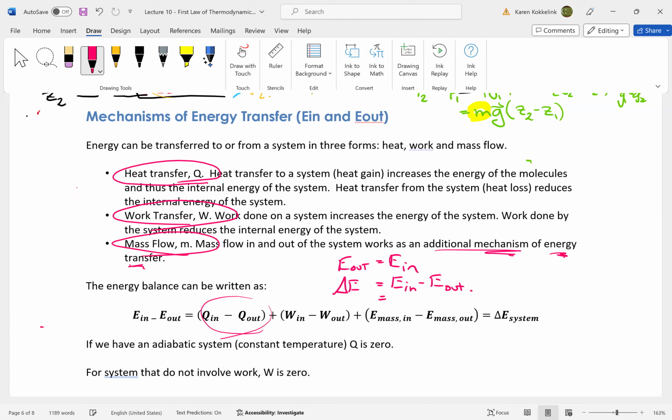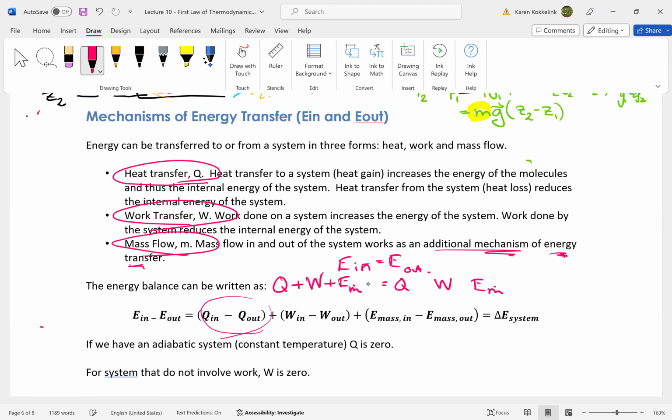So I'm going to write it just in a different way, because it's already written here in one way. E in equals E out. And the way I like to always think about this is there's going to be some heat on one side or the other. There's going to be some work on one side or the other. There's going to be some energy due to this mass flow rate, on one side or another.